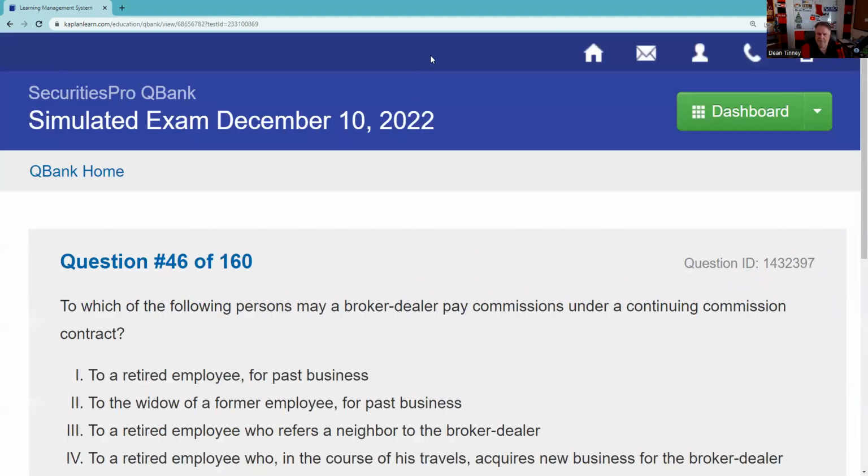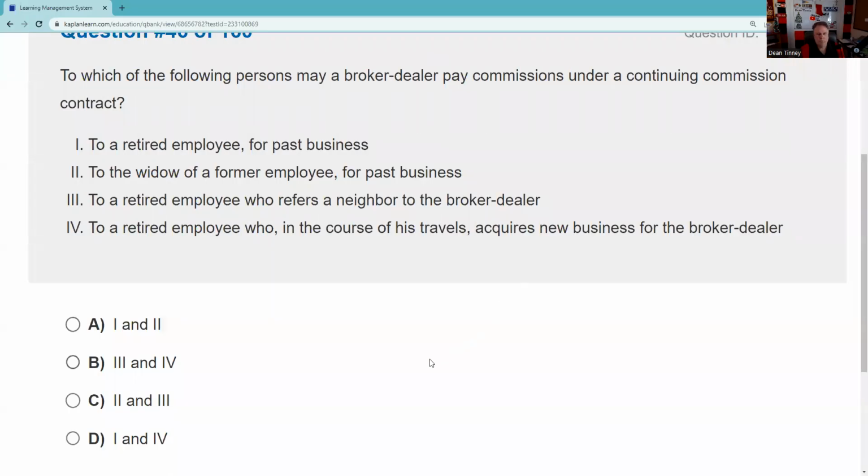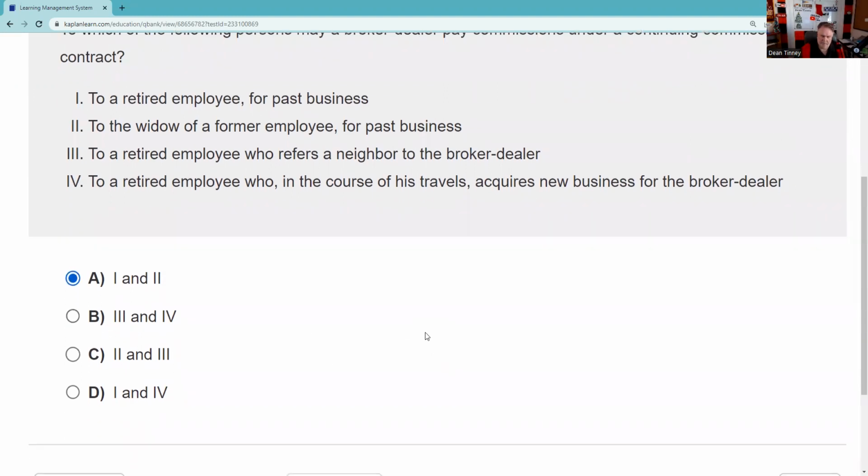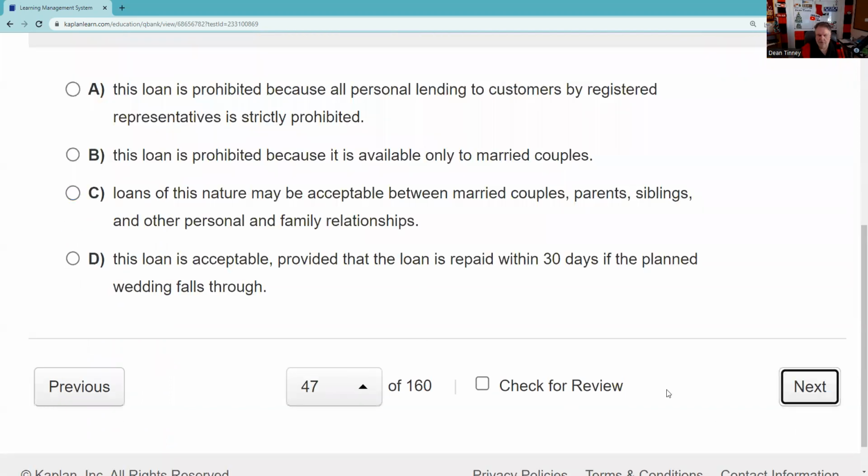Question 46. To which of the following persons may a broker-dealer pay commissions under a continuing commission contract? This is testable. To a retired employee for past business, yes. To the widow of an employee for past business, yes. To a retired employee who refers a neighbor, no. It's only for a book of business put on the books. So 3 is no. 4, to a retired employee in the course of his travels, no. So it's 1 and 2. That is very testable.